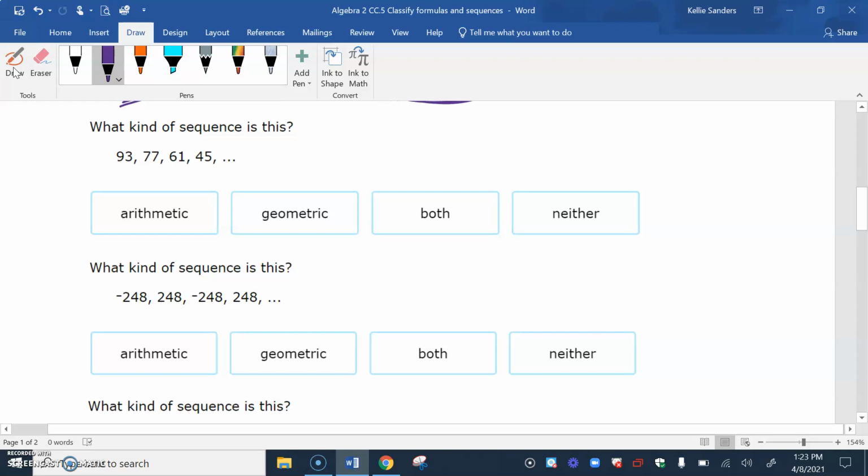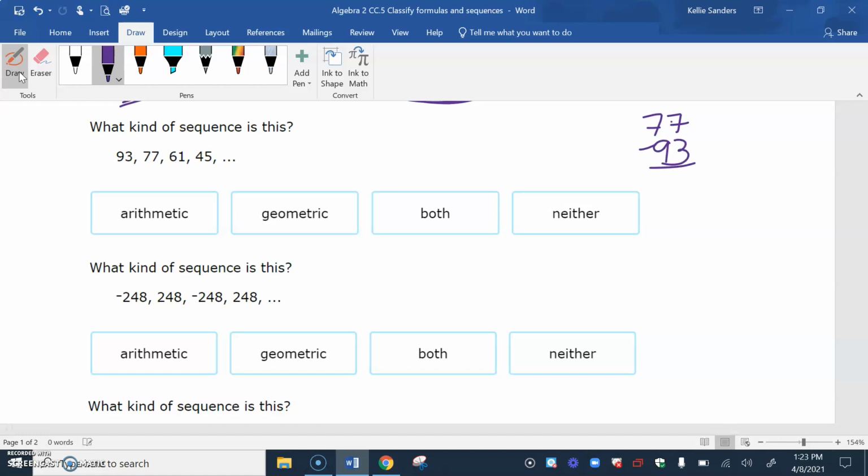What kind of sequence is this? 77 minus 93 is negative 16. 61 minus 16 is 45. Hey, that worked. So I am subtracting 16 every single time, so it's arithmetic.